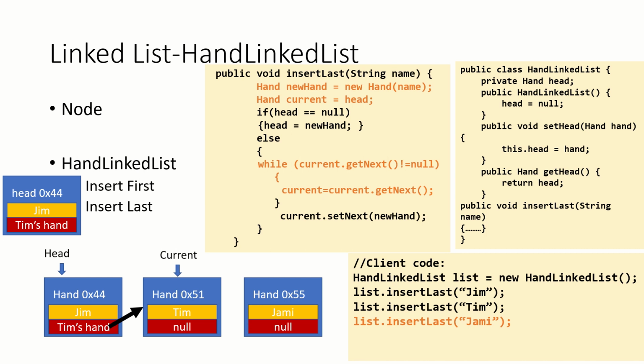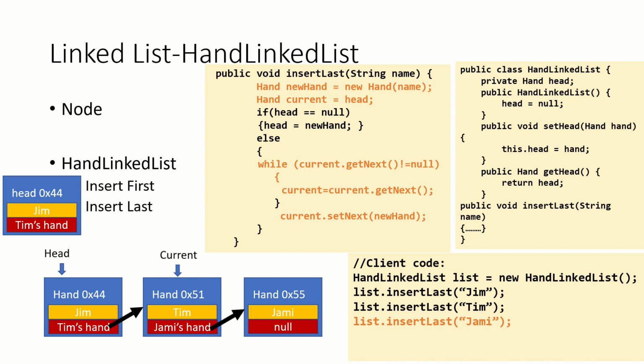Okay, what's the value? What's the next for Tim? None. So we will go to the next statement, right? We find the tail and make the tail point to the new head. Right? That makes sense? Makes sense?